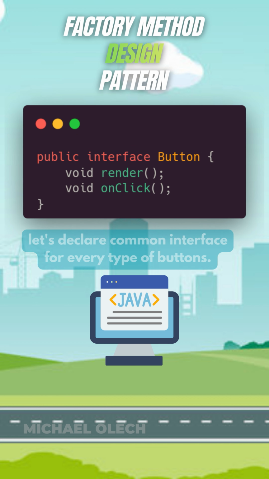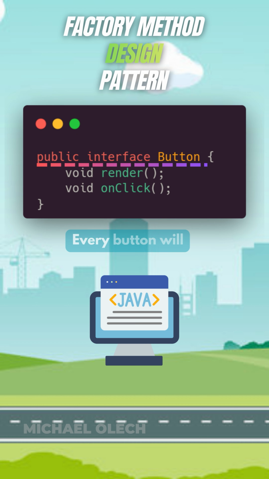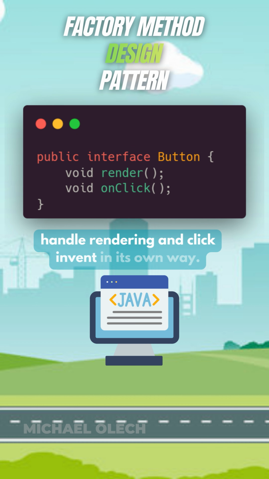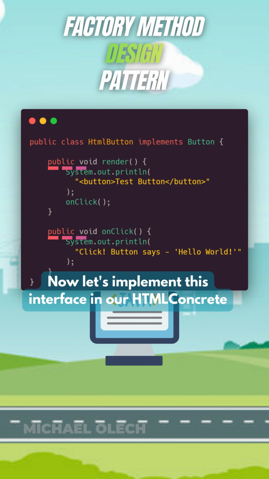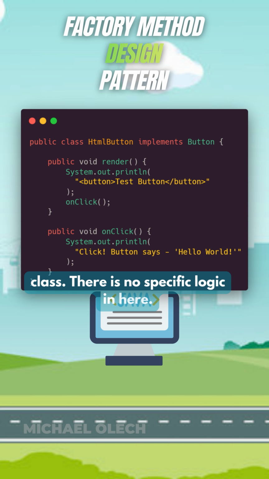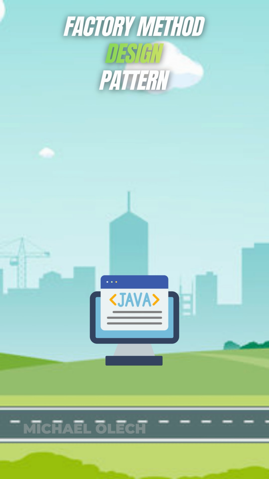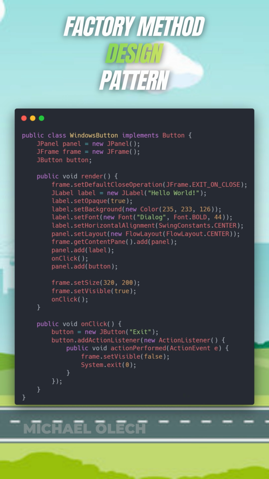First, let's declare a common interface for every type of button. Every button will handle rendering and click events in its own way. Now let's implement this interface in our HTML concrete class. There is no specific logic in here. Now let's create the Windows button.